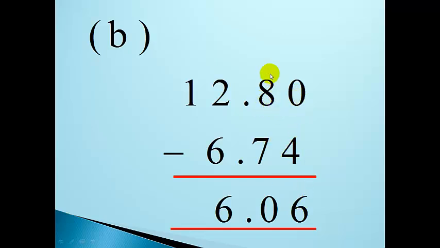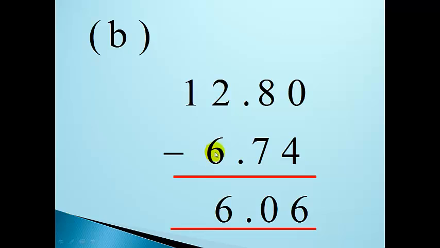Take note that you borrowed 1 from here, and so we are left with 7. Now 7 minus 7 will give us 0. Don't forget your decimal points. Now before the decimal point, you have 12 here, and that's the whole number. And before the decimal point here, you also have 6, and that's the whole number. So when we subtract the 6 from 12, the answer is 6.